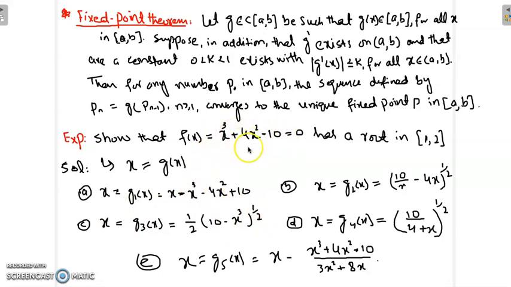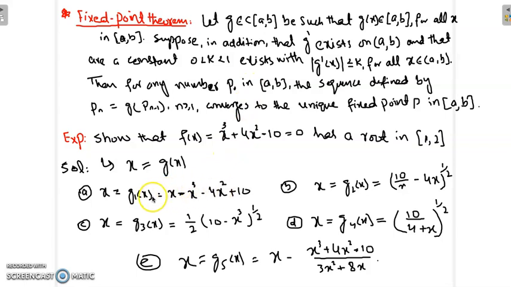We have changed this equation to this form, and x = g4(x), which is equal to (10/(4 + x))^(1/2). And the last one is x = g5(x), which is equal to x - (x^3 + 4x^2 - 10)/(3x^2 + 8x). So these are different approximations of this equation.